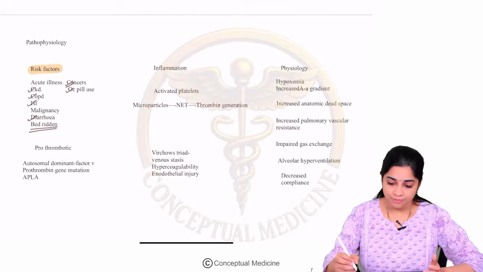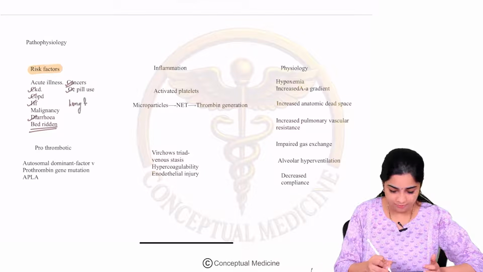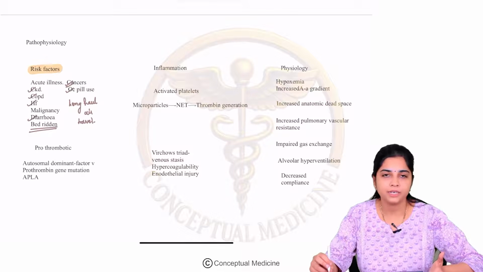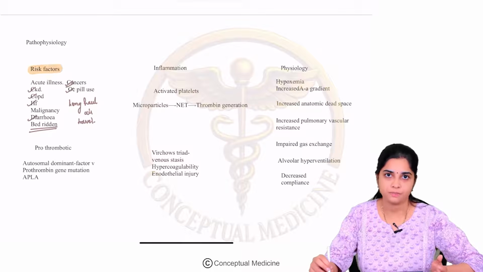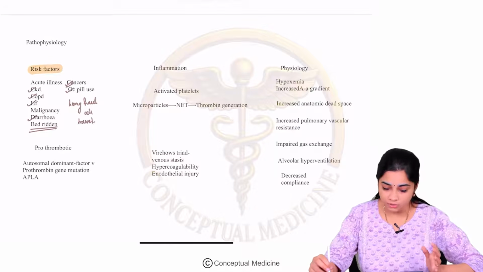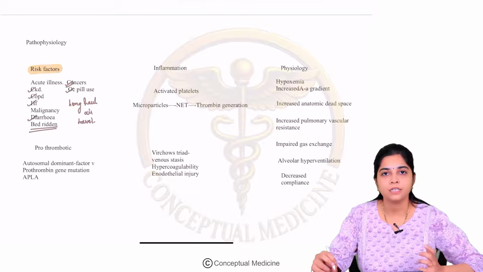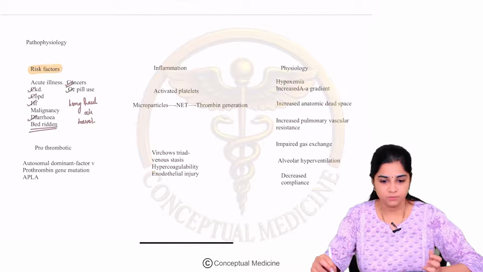Apart from this, very important, especially in modern life, is long haul air travel, where you're sitting for a long time or maybe you're not well hydrated. This can promote stasis within the venous system and result in the formation of clots. So always remember acute illness, prolonged bed rest, long haul air travel, cancers, OC pill use, bedridden states, and other systemic conditions like CKD, COPD or heart failure. All of this can predispose to the formation of venous thromboembolism.